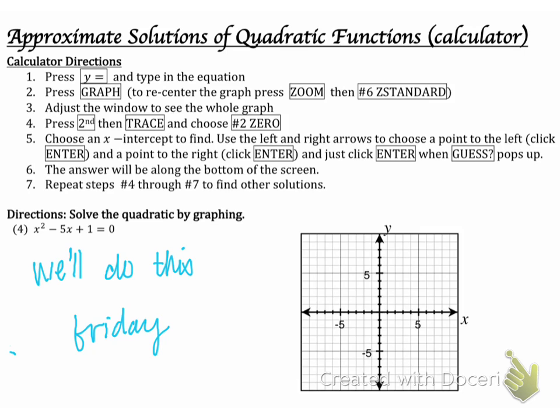The next part where we approximate solutions, we talked about this a little bit. This was calculating our zero, where you graph your function on your calculator, and then second calc, and you choose 0. We'll talk more about this Friday, but if you guys already remember how to do this, then you can go ahead and do that as well for your homework.